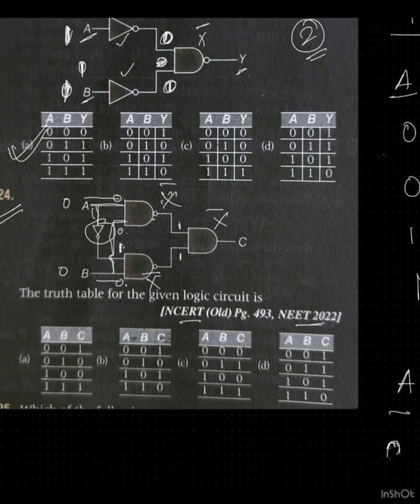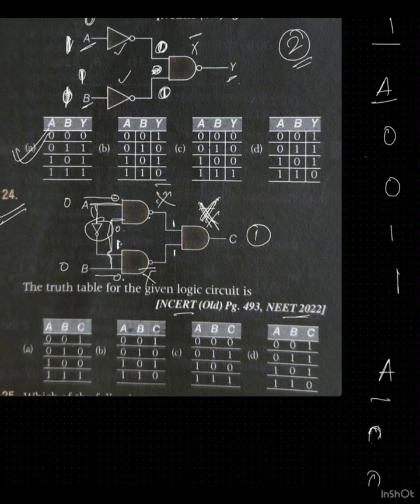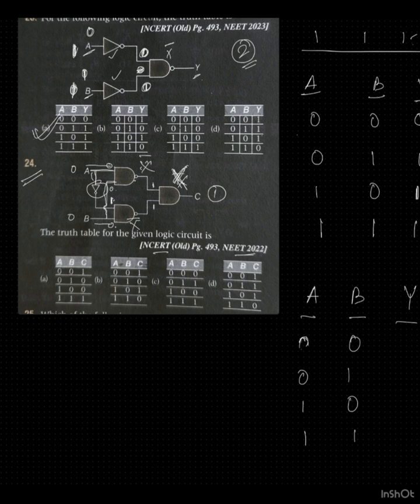Then finally 1 into 1 will be what? Okay, this is not a NAND gate. It is only an AND gate, so there will be only multiplication, sorry. There will be only multiplication, no multiplication and inversion. So 1 into 1, you will get output as 1, okay? So for the first one, 0, 0, you will get 1 here, okay?